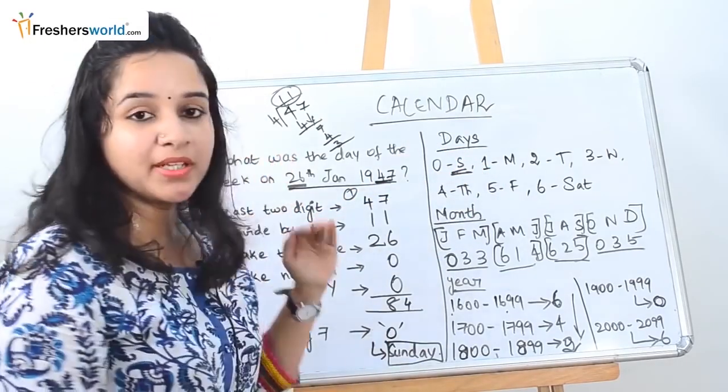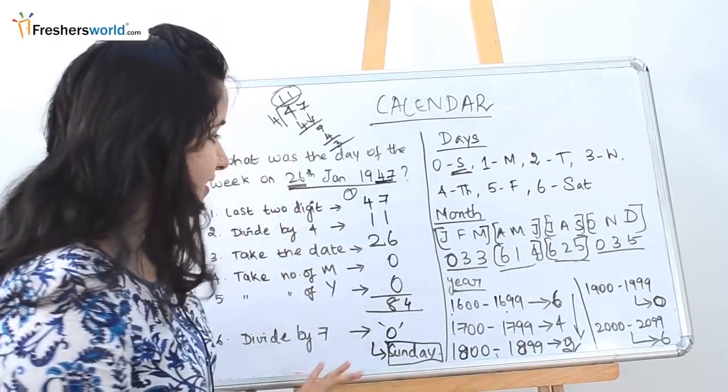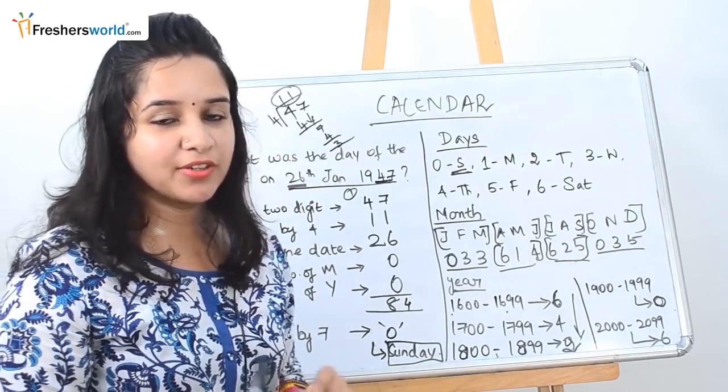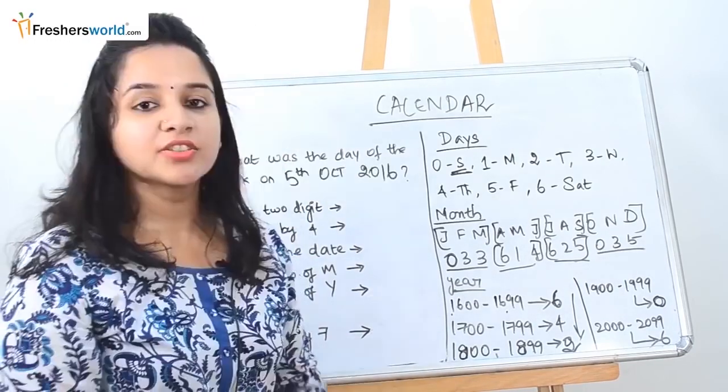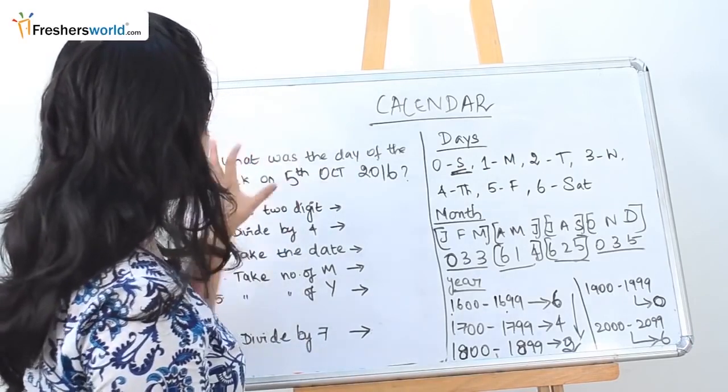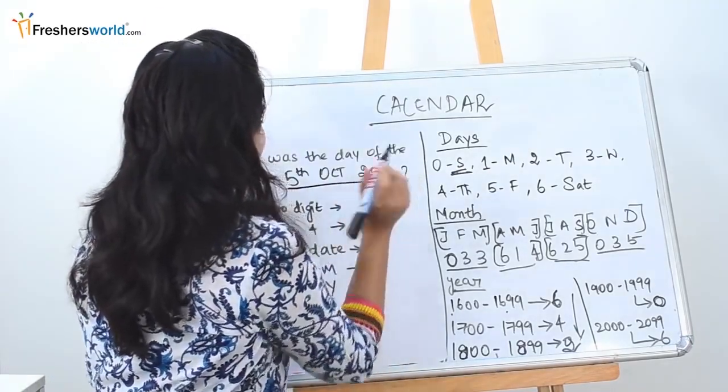Initially it will be really tough, but once you understand the 6 steps, you can really easily finish off the sum. Let's solve another example. The next question is, what was the day of the week for 5th October 2016?